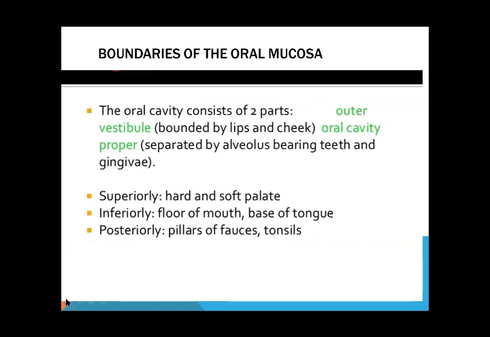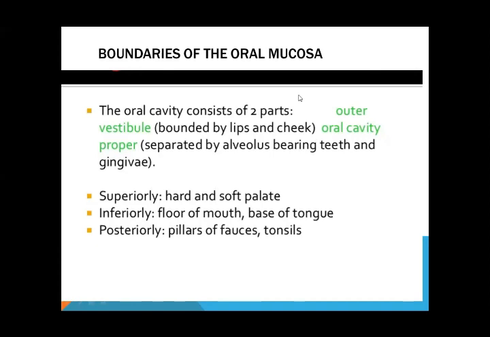Boundaries of the oral mucosa. What are the boundaries of the oral mucosa? The oral cavity consists of two parts: number one is the outer vestibule, and second is the oral cavity proper. The outer vestibule is bounded by the lips and cheeks. The oral cavity proper is separated by the alveolus bearing teeth and gingiva. Superiorly are the hard and soft palate, inferiorly the floor of mouth and base of tongue, and posteriorly the pillars of fauces and tonsils.